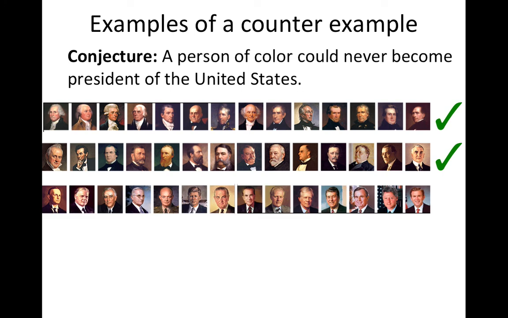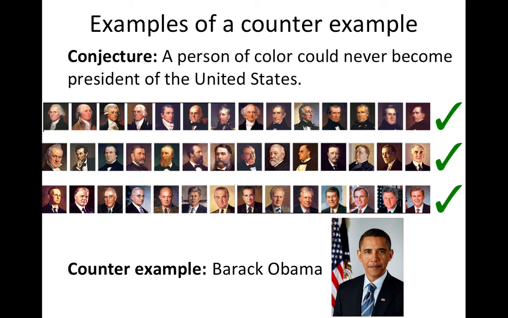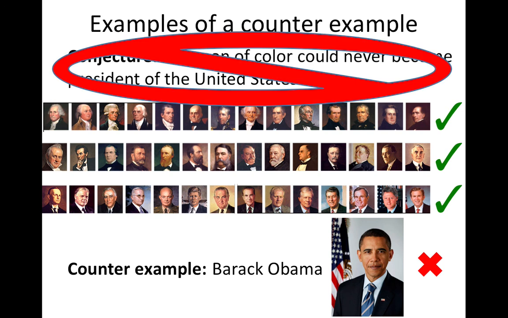14 more presidents, 14 more white faces. Again, all these things are examples of my conjecture: a person of color could never become president of the United States. But there is a counterexample, and hopefully you all would know what that is. That example is Barack Obama. Barack Obama is a counterexample. If I look at that conjecture, I know it is not true. You can't say a person of color could never become president of the United States because one already did, and his name is Barack Obama. So that conjecture is false. And thank goodness it is.